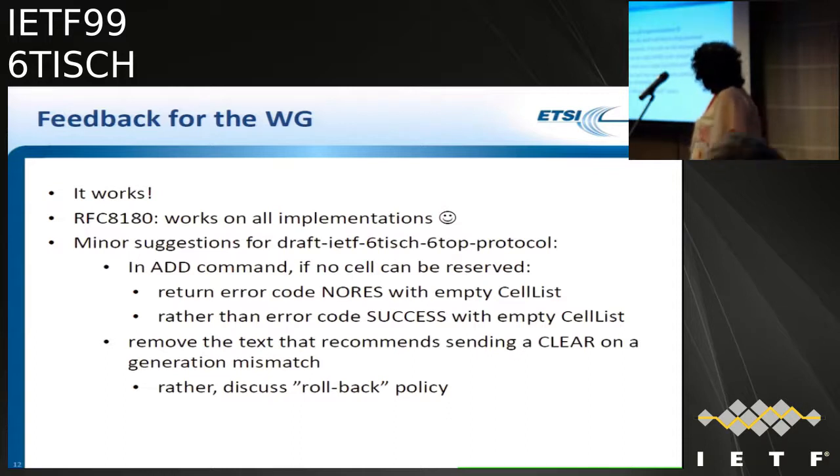Just to give the feedback of the event, as I said before, it was a great success. We had a very high percentage of successful tests, in particular for the minimal RFC 8180, where all the implementations were working well. For 6top, we had the chance to identify a little detail that would be better to fix in the next draft. In particular, for the add command, in the current version we usually reply with a success code with an empty cell list when we don't have any more cells available to be reserved. But we realized it would be better to use a non-success response code, still with an empty cell list. And in case of a generation mismatch, right now in the draft we are recommending to send a clear.